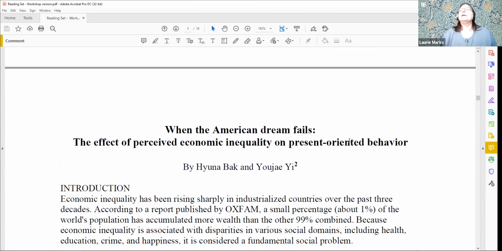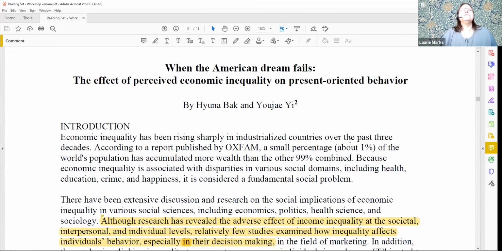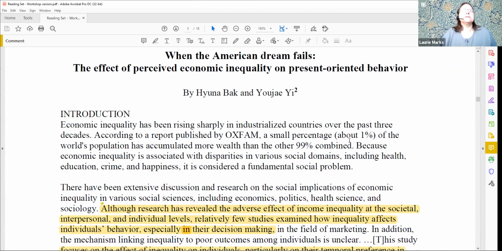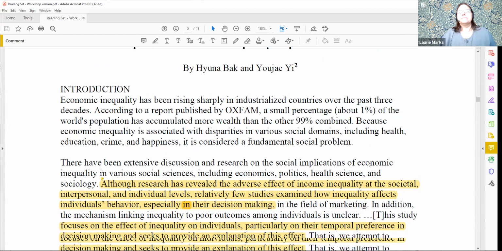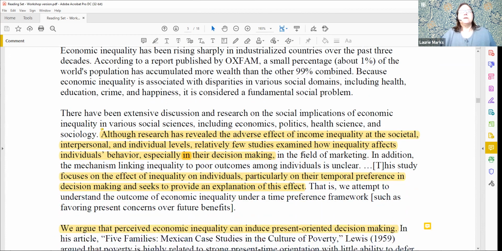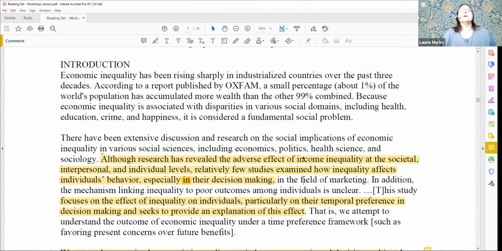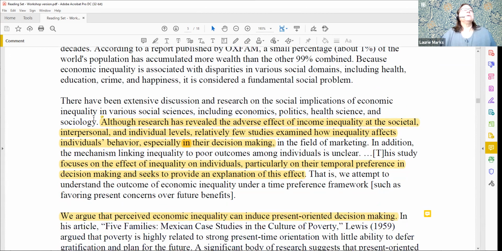So now we're on page 5. This essay covers 4 pages from page 5 to page 8. And right here in the second paragraph, they make their argument.